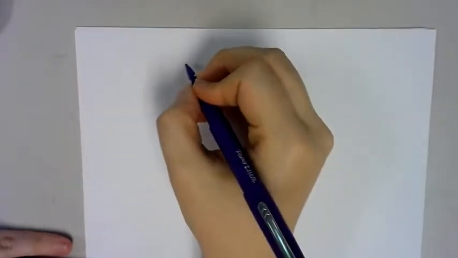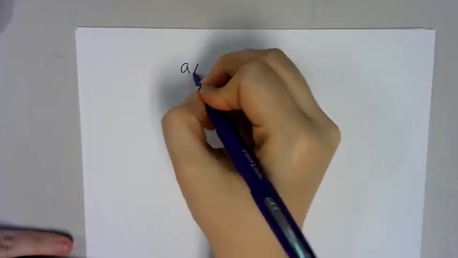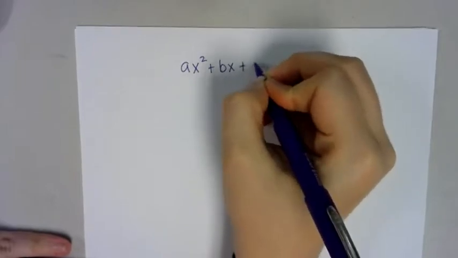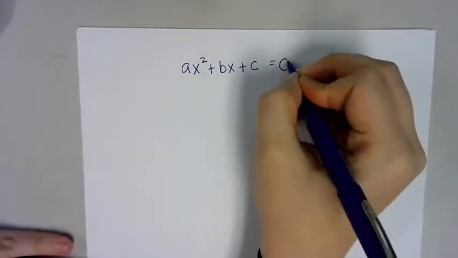Have you ever wondered where the quadratic formula comes from? So bear with me for just a second and I want to show you. The standard form of a quadratic is ax squared plus bx plus c equals 0.